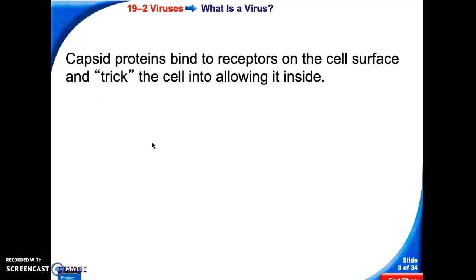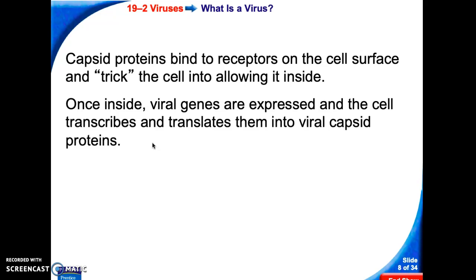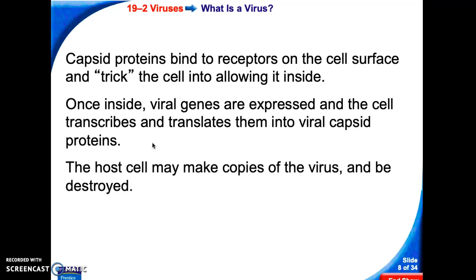So capsid proteins, their job is to bind to the receptors on the cell's surface to trick our cell. Basically, our host cell has to be tricked into letting the virus inside. Our cells think that the virus is a good guy and they let him in. Once we let our virus in, the virus then uses our cell to transcribe and translate, if you remember that from chapter 12, and to make more of the viral capsid protein, so more of the protein coat, and to make more copies of the DNA. And it basically destroys our host cell DNA. So our good DNA is gone, and we're left with only the bad virus DNA.